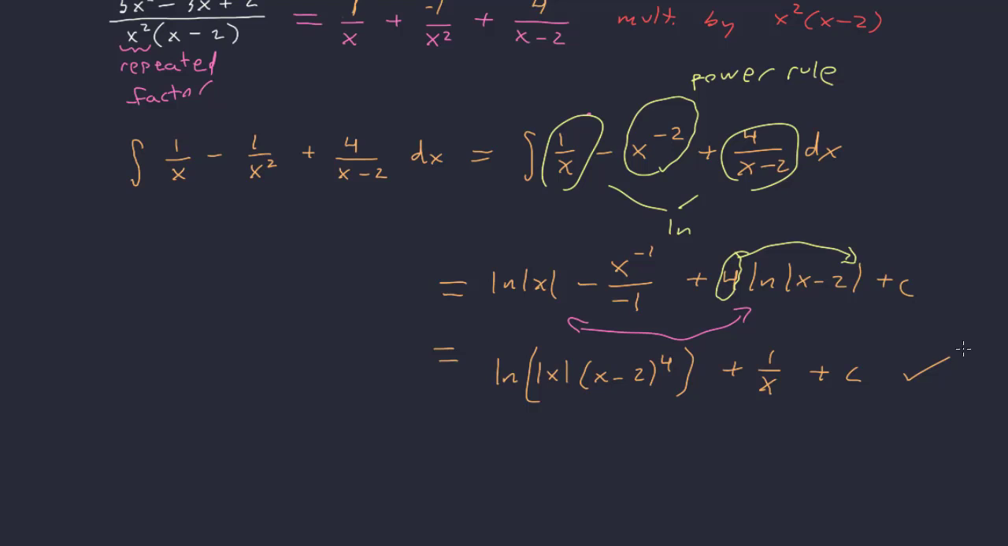So there is an example of repeated factors. Now the next tricky thing that can pop up is when things don't factor all the way. So let's take a look at that.